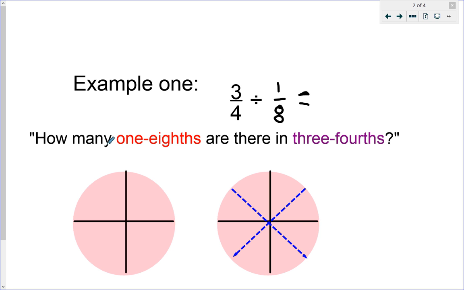is how many 1/8 are there in 3/4? How many 1/8 are in 3/4? Okay, so we kind of read it right to left. How many 1/8 are in 3/4?